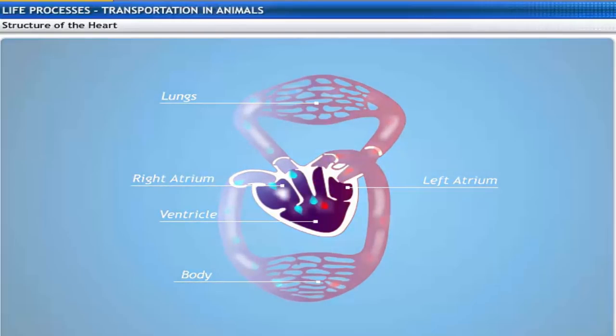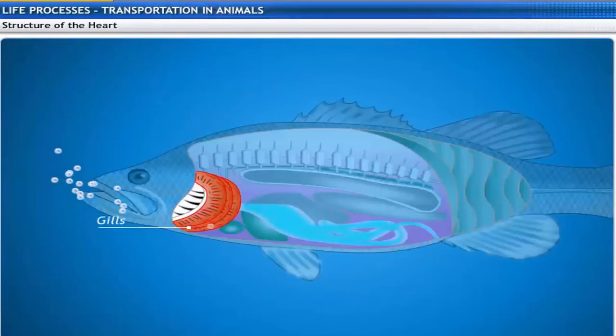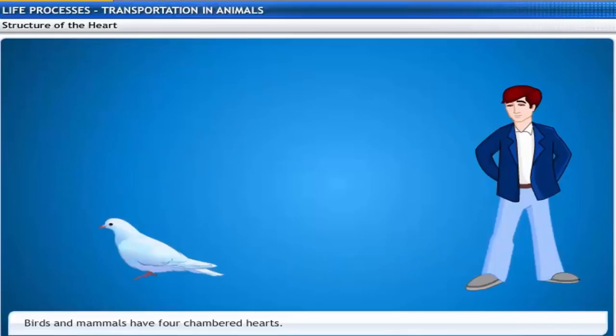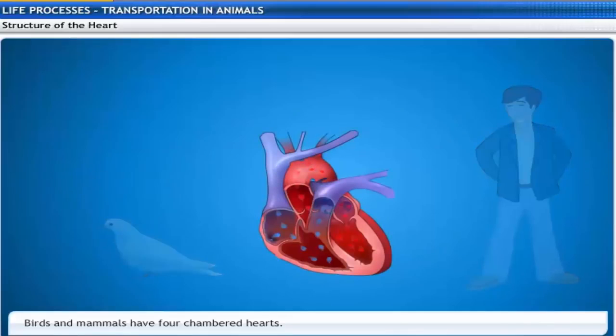The disadvantage of a three-chambered heart is that oxygenated blood mixes with deoxygenated blood as there is no mechanism to keep them separated. Although fish have a two-chambered heart, most of the oxygen required by the body is extracted by the gills. All birds and mammals have four-chambered hearts that contain 2 atria and 2 ventricles.